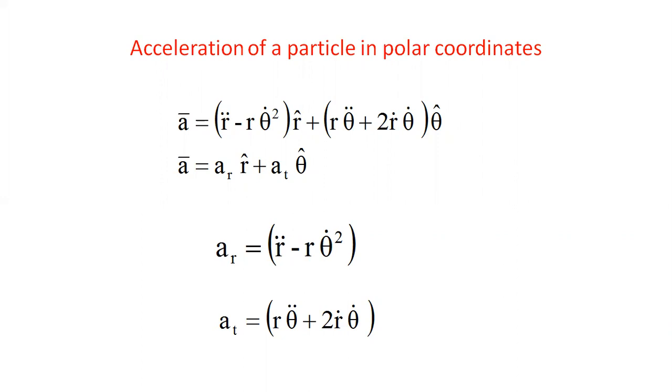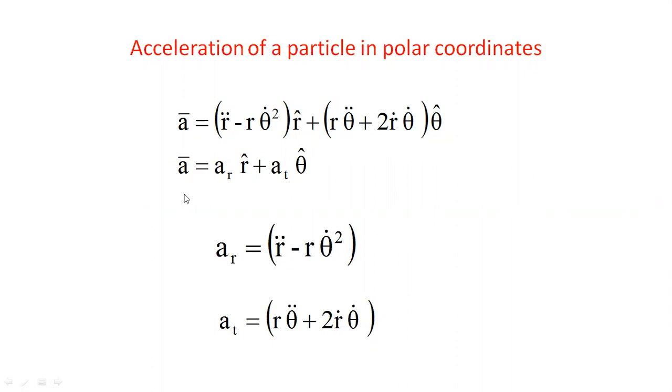There we got the acceleration as (r double dot minus r theta dot square) r cap plus (r theta double dot plus 2 r dot theta dot) theta cap. You see this formula for the acceleration of a particle in polar coordinates. Here r double dot minus r theta dot square is the radial component of the acceleration. And r theta double dot plus 2 r dot theta dot is the tangential component of the acceleration.